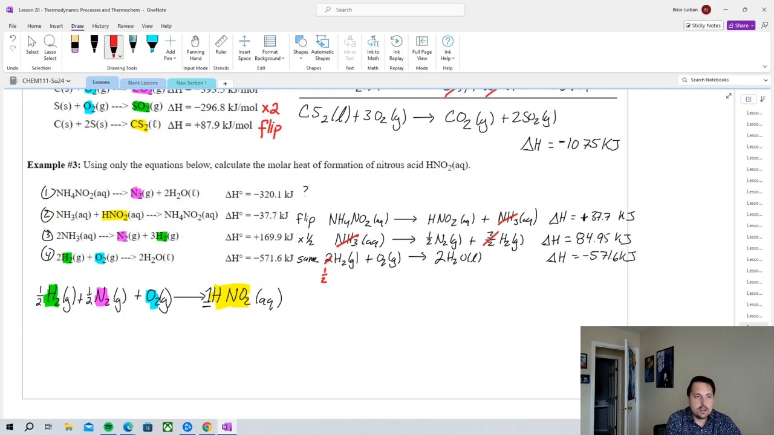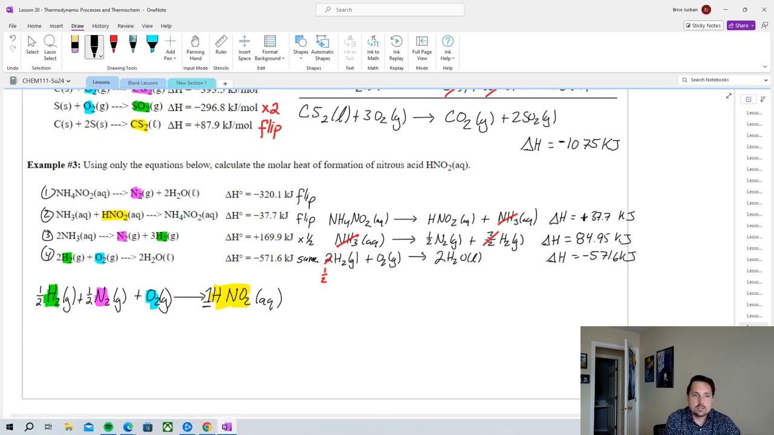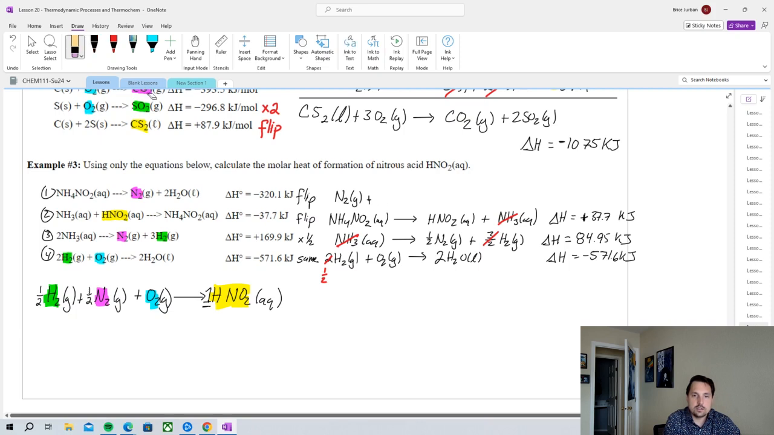Nothing else. So now we have to look at chemical reaction number 1. And here, this is where we're going to get rid of the water, because water doesn't show up in our molar heat of formation equation. So we'll need to flip this one, and that will keep the number of moles of water the same, and it will cancel them out. So I'm playing this game of flipping and multiplying just to cancel out different values we don't need.